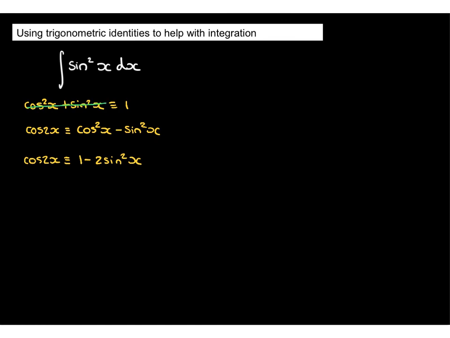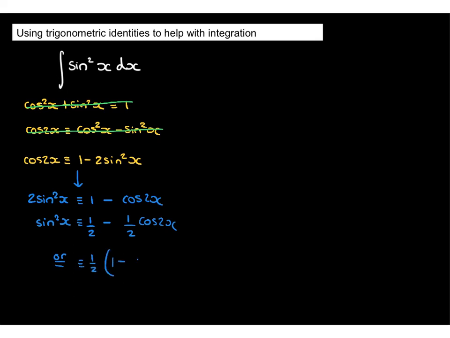This one won't help us because it will introduce cos squared into the integral, and we don't know how to integrate cos squared at the moment. This one won't help us because it too will introduce cos squared into the mix. It's this one that will be useful to us, and I'm going to rearrange it. So 2 sine squared x is equivalent to 1 minus cos 2x, and then dividing by 2, sine squared x is equivalent to a half minus a half cos 2x. Or, if you prefer, a half bracket 1 minus cos 2x. It doesn't really make any difference.